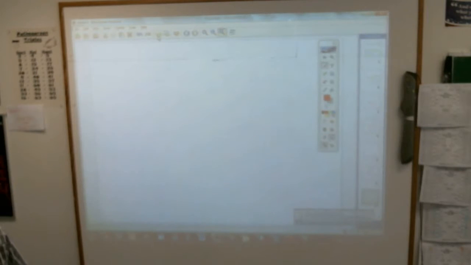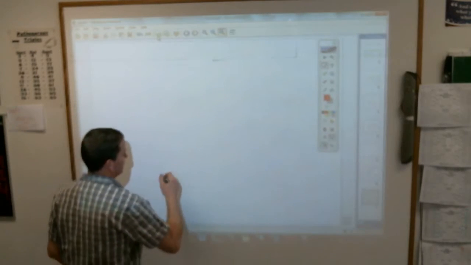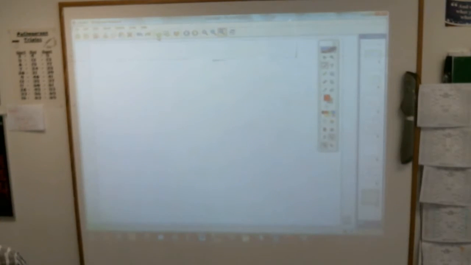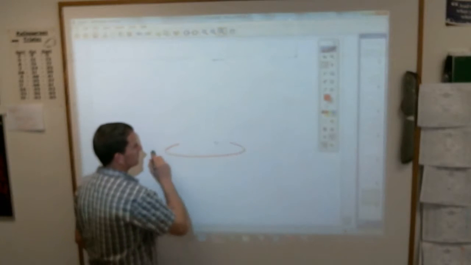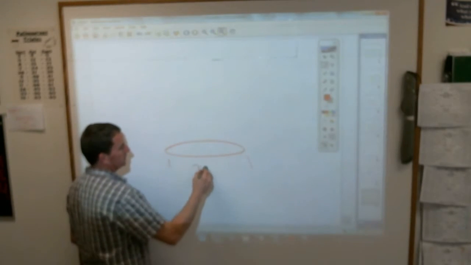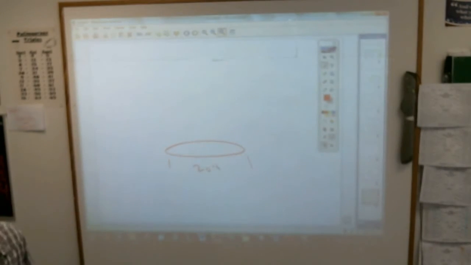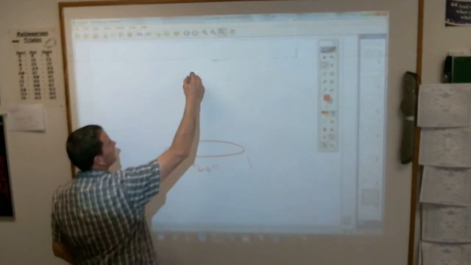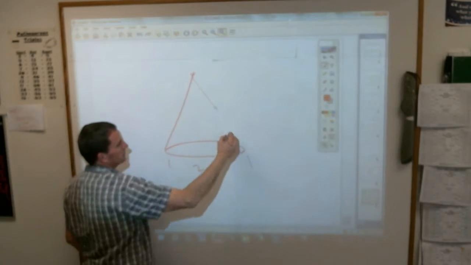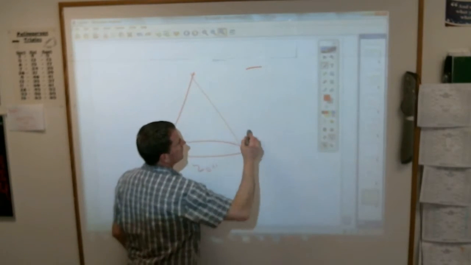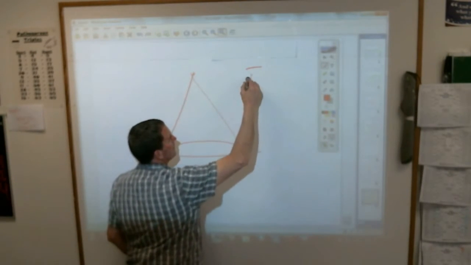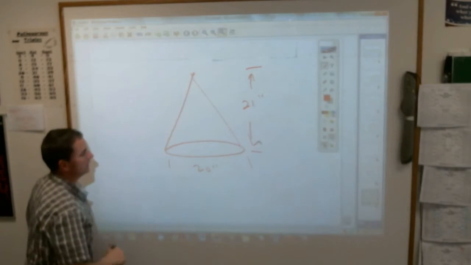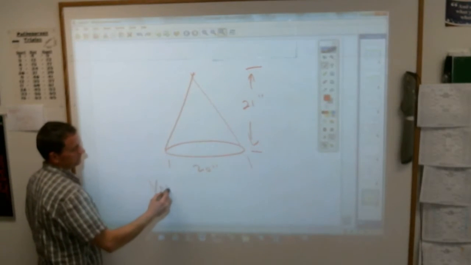You've got this pyramid. Oh no, we wouldn't do pyramid, we're doing cone. Sorry. You've got this cone. The diameter of the base of a cone is 20 inches. So here's my cone. The diameter of the base is 20 inches. Its height is 21 inches. What is its volume?